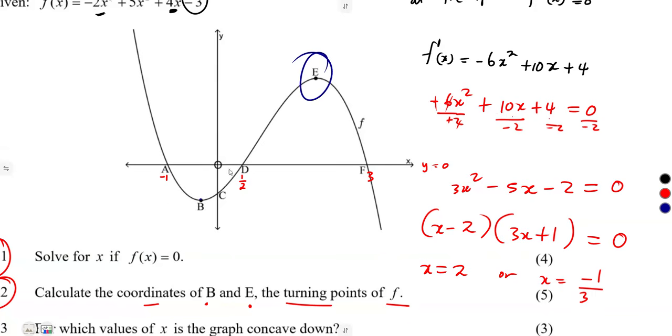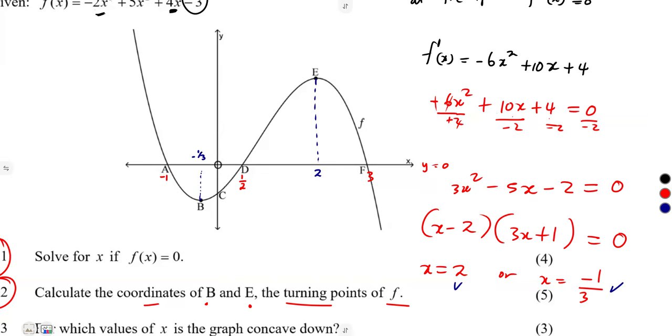Since we have got two turning points, one of these represents B. So B is on the negative side. That's going to be minus a third. So definitely that's the x value at B, minus a third. And the x value at E must be positive. That's definitely the 2 that we are having here, where it is positive.